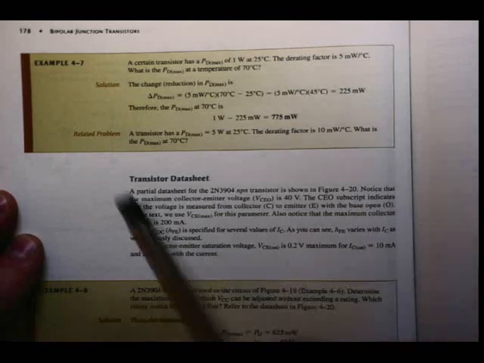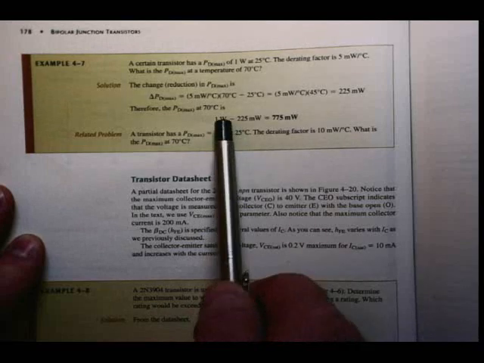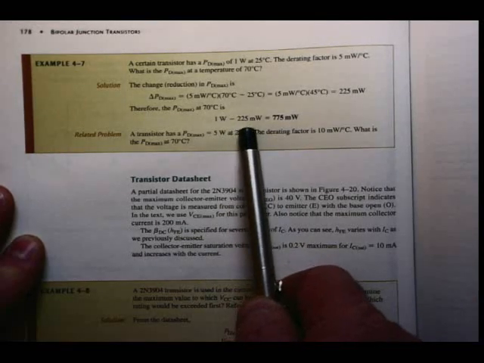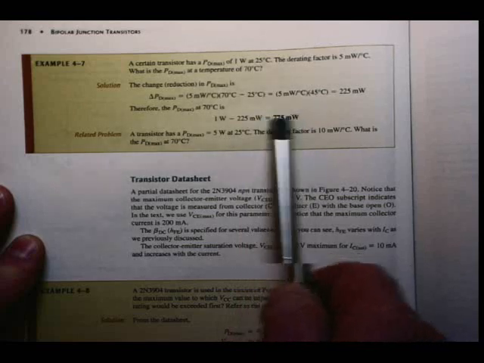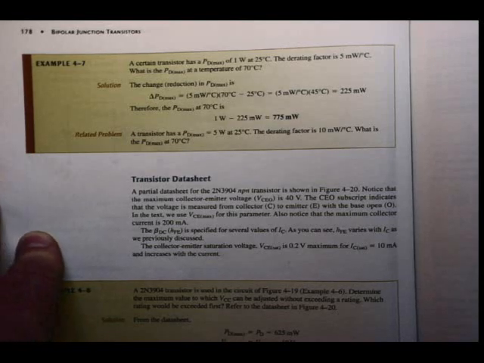So at 70 degrees, therefore, PD max at 70 degrees Celsius is now the 1 watt, which is 1000 milliwatts, minus 225. Now the maximum power dissipation at 70 degrees for this device is 775 milliwatts.